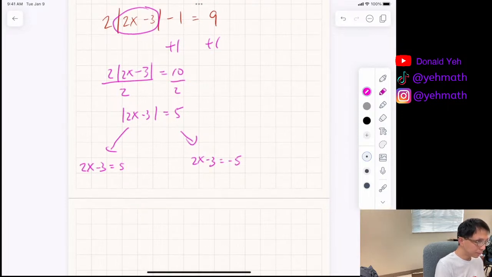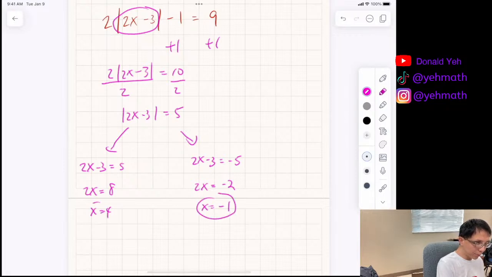Is that okay? And then 2x is equal to 8. And then 2x is equal to -2, I believe. Is that right? x is equal to 4 and x equal to -1. So those are the two answers. So remember that two line on absolute value. Get rid of it.